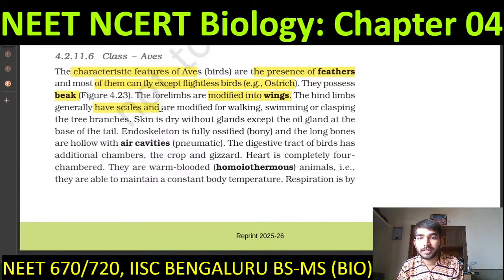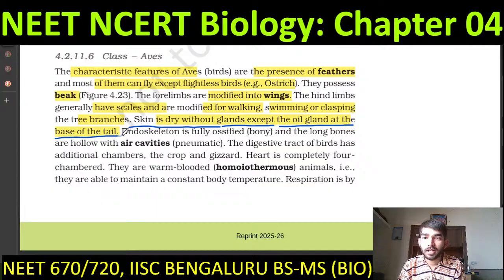The hind limbs generally have scales and are modified for walking, swimming, clasping tree branches. Skin is dry without glands except the oil gland at the base of the tail. So this is important. Their skin is mostly dry except there is the oil gland present at the base of the tail for some lubrication or some kind of additional function. Then the endoskeleton is fully ossified and the long bones are hollow with air cavities which are called pneumatic bones. Pneumatic bones meaning hollow bones.